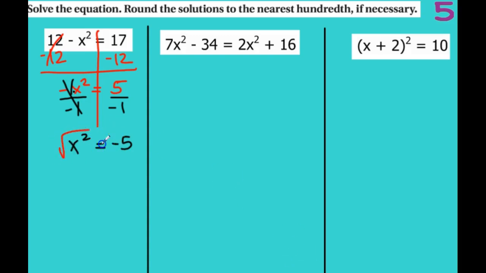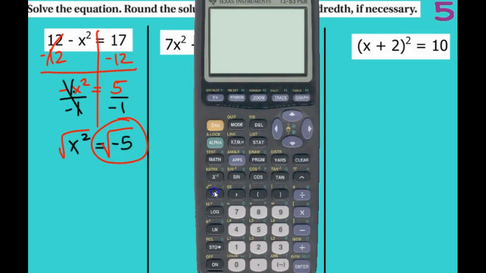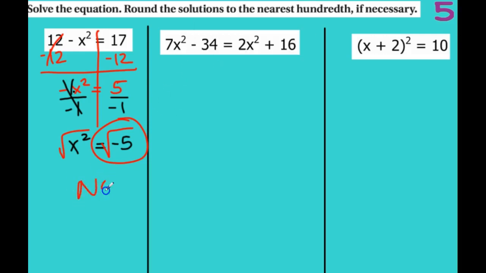And then if we take the square root, we can't quite take the square root of a negative number, you guys. If we try and plug it in our calculator, let's see what happens. The square root of negative 5, error. It says non-real answer, because there is no answer. There is no solution. This is not going to cross the x-axis.